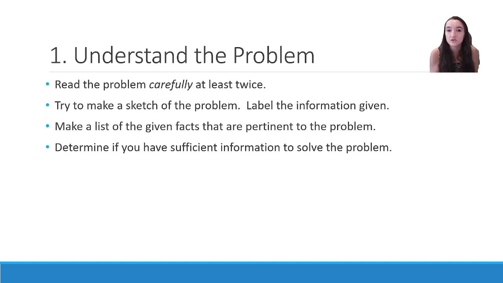Try to make a sketch of the problem, especially if this is a geometry type problem, which we're going to be seeing more of. We want to label any information on there. Getting a visual for a problem can be very helpful. Then we'll make a list of given facts that are pertinent to the problem. That can be very helpful. Even if not all the facts end up getting used, just having a bulleted list of important things will simplify the problem so you don't have to keep rereading it, right?